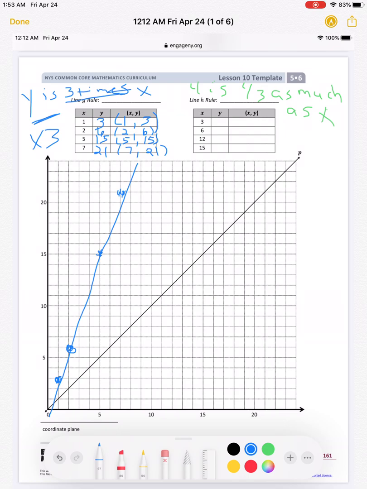So the line's name here is line Y. So I'm going to put a Y here. And then I can put a line segment on top. That's the math symbol for line Y. Or you can just write the words line Y. Okay? All right, let's move on.